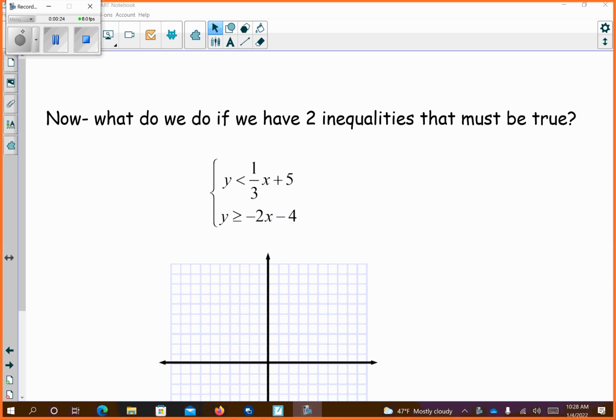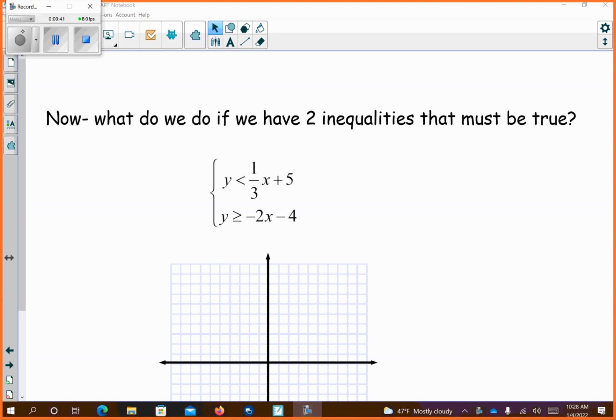So starting with this, is that the first problem on the page? Cool. So we have two inequalities. Agree? Anyone not following me on this?